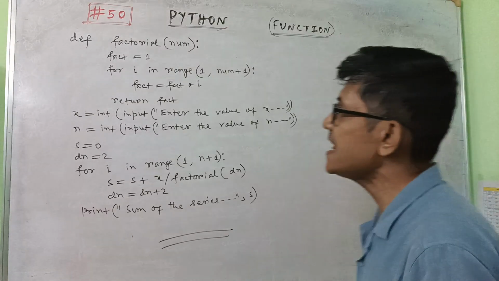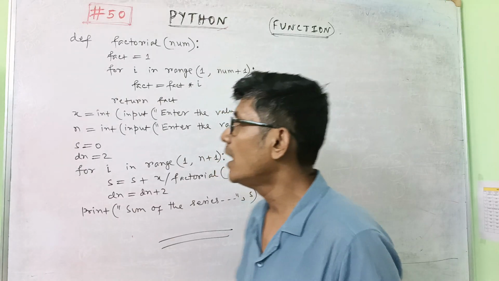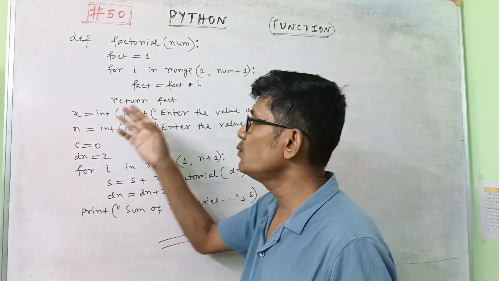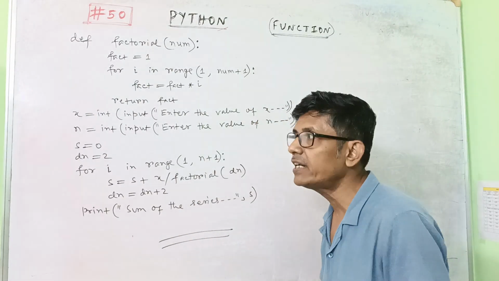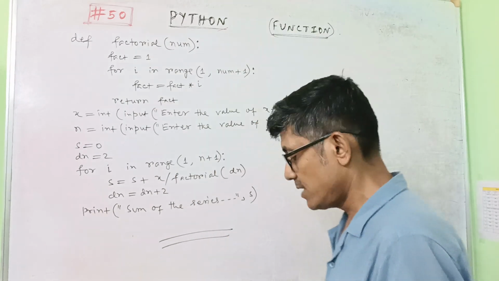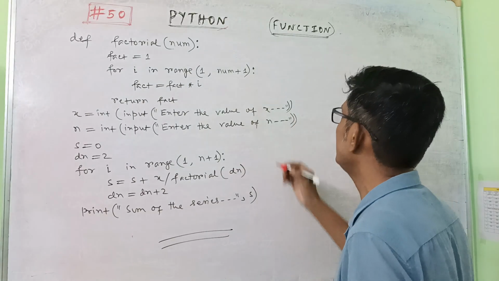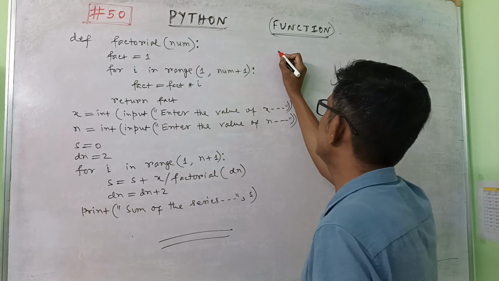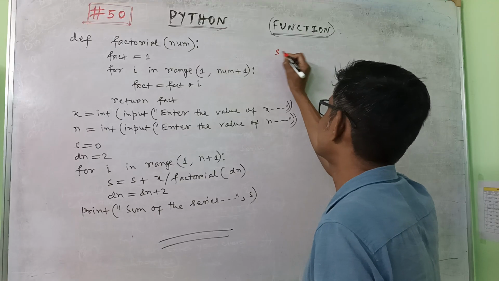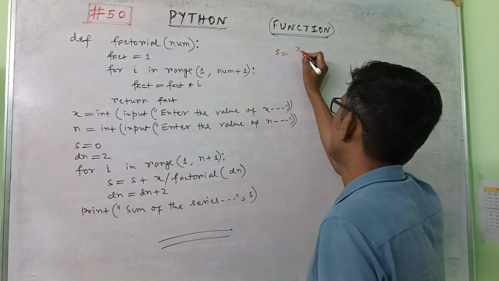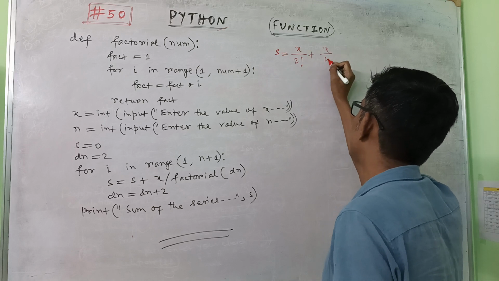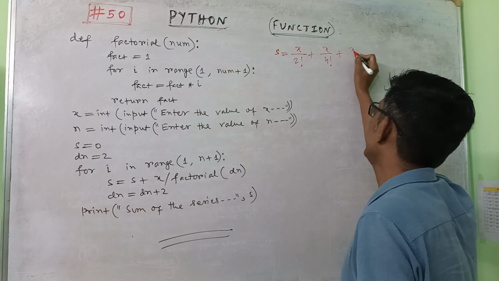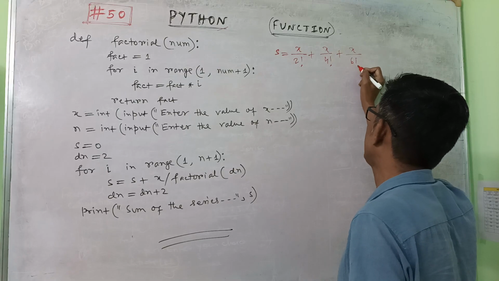So now let us see the problem I have already solved over here. You just check how to solve that problem, the question I have given: the sum of the series. Let me write the series once, then it will be clear to all of you. S, the sum of the series, is x by 2 factorial plus x by 4 factorial plus x by 6 factorial.